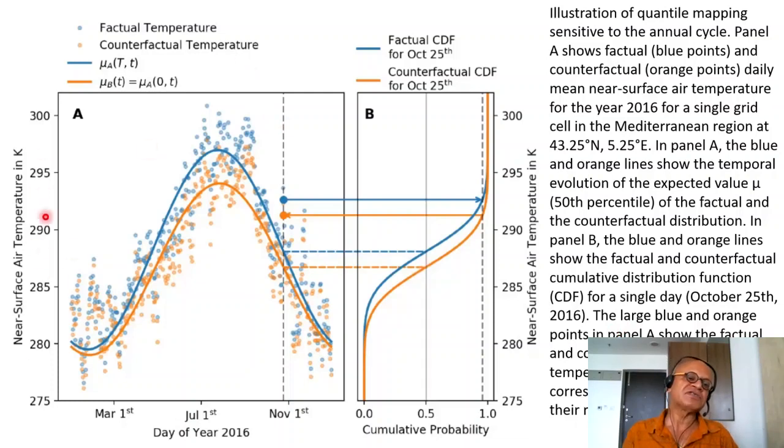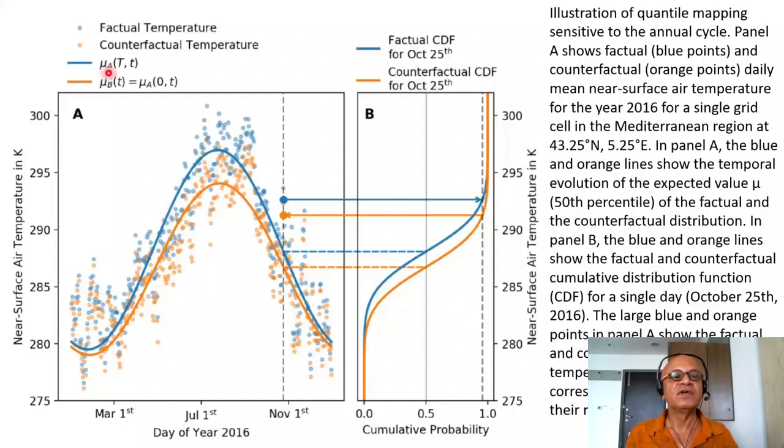Here we are looking at near surface air temperature in Kelvin for a particular year, 2016. This is at a particular grid point in the Mediterranean region at 43.25 north and 5.25 east. So just go up West Africa into the Mediterranean region. And it is showing the factual and counterfactual temperature seasonal cycles at that location. So here mu A is the factual, sorry, factual CDF.